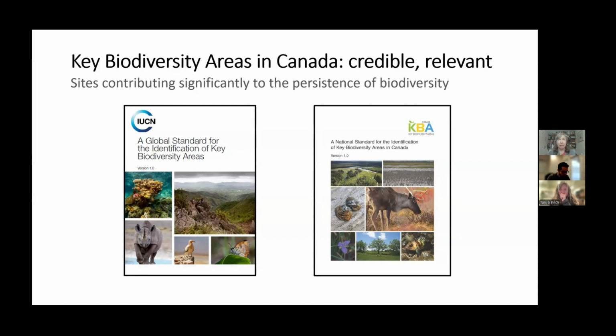So one of the things, though, that we had to do in Canada to make it even more relevant was to develop a national key biodiversity area standard, which is a very conservative adaptation of the global standard. So we use the global standard to identify global KBAs and this national adaptation to identify national KBAs. And really the thresholds and the criteria remain the same, but we consider taxonomic units below the species level, for example, because those are conservation priorities in Canada.